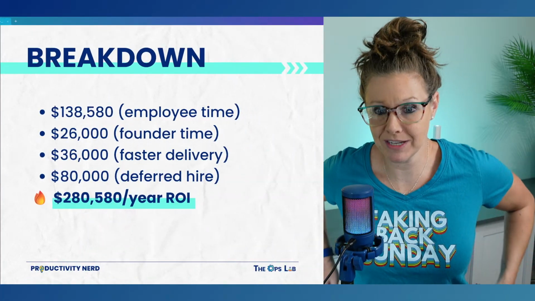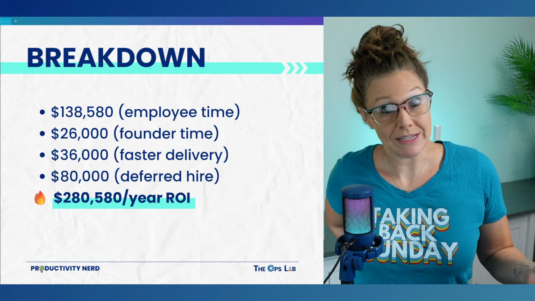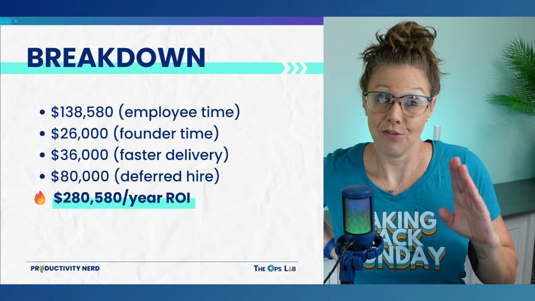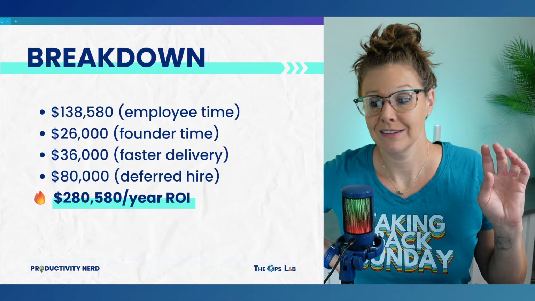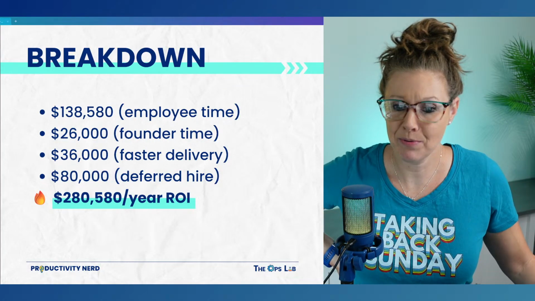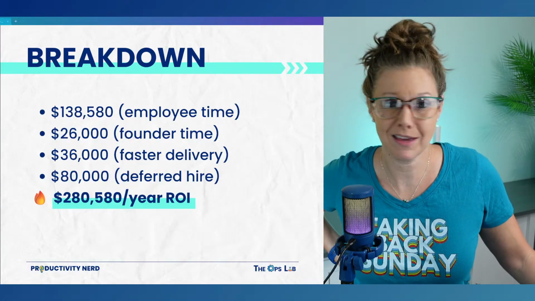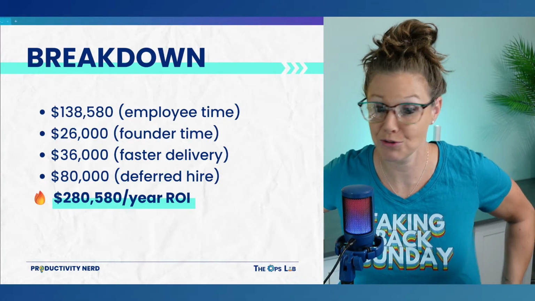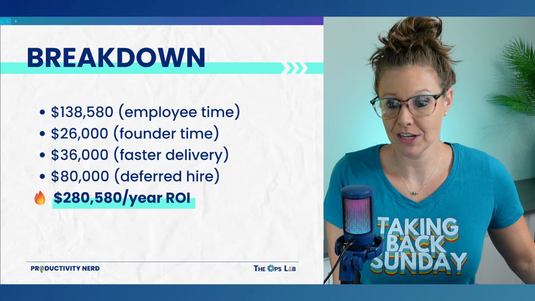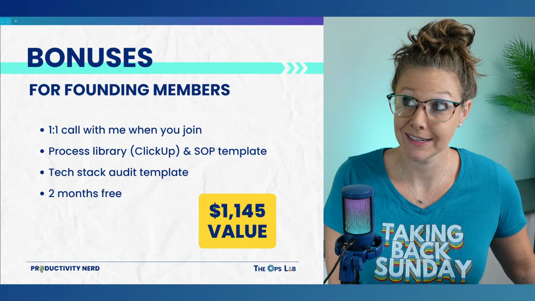All right, so here is the breakdown. That 5 hours a week per employee is $138K. Founder time, 26. Faster delivery: that's assuming $3K a month in revenue per project times 12, so you can bring in $36,000 of extra revenue. And I put $80,000 for a deferred hire. That's probably too high, and I don't think that math lines up. I think in my calculations that was $60,000 for a deferred hire that you don't have to bring on. So that's how we get to the $280,000 of ROI. Cool. So for $95 a month, at, what did I say?